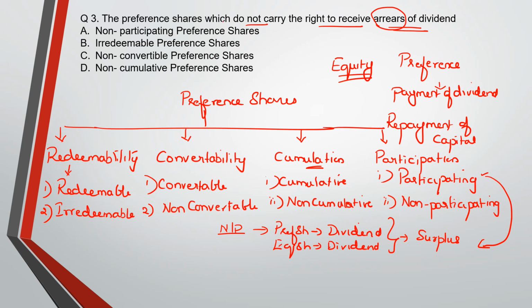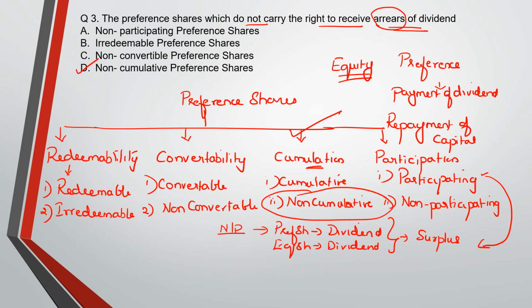Here what they have said is the preference shares which do not carry the right to receive arrears of dividend. So that is under the category of accumulation. They don't have a right to receive arrears. If in a particular year dividend is not paid, they will not get that year's dividend the next year. They are not going to accumulate it. So that means it is non-cumulative. So here, option D, non-cumulative preference shares, is the right answer.